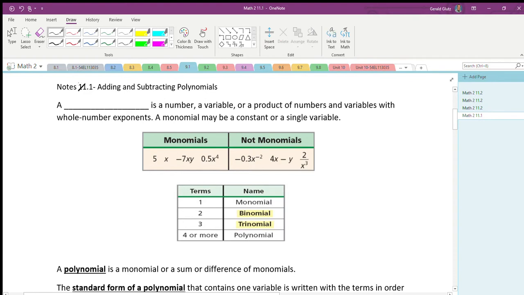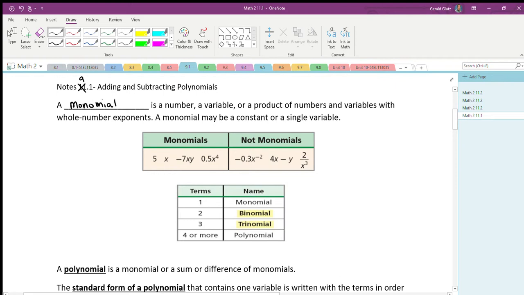So I know this says 11, it should say 9. So today we're mostly going to be talking about combining like terms. So it shouldn't be a super difficult lesson, but there are going to be a couple new vocabulary words that you should know. So the first thing we're going to talk about is a monomial.